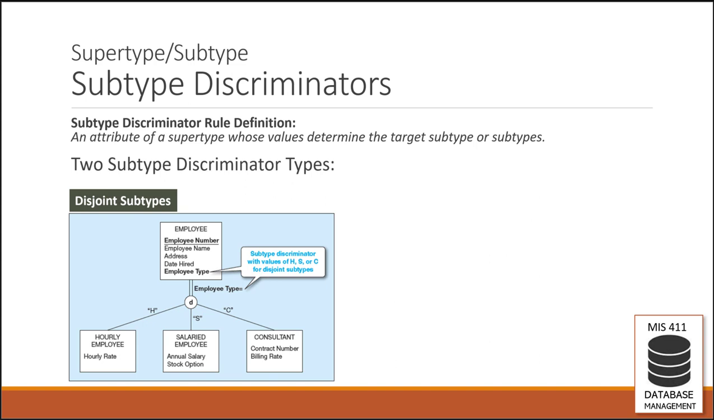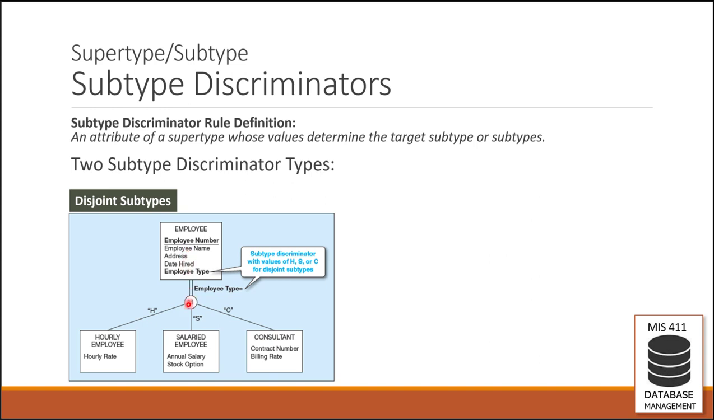And in disjoint subtypes, what you see is that you have the attribute of a supertype. In this case, this is the supertype, right? Employee, right? We know it's a disjoint subtype because there's a little d here. The discriminator is this attribute right here, the attribute whose values determine the target subtype or subtypes. So here's the attribute in the employee supertype, employee type. That's the attribute in question. This is the subtype discriminator, right?